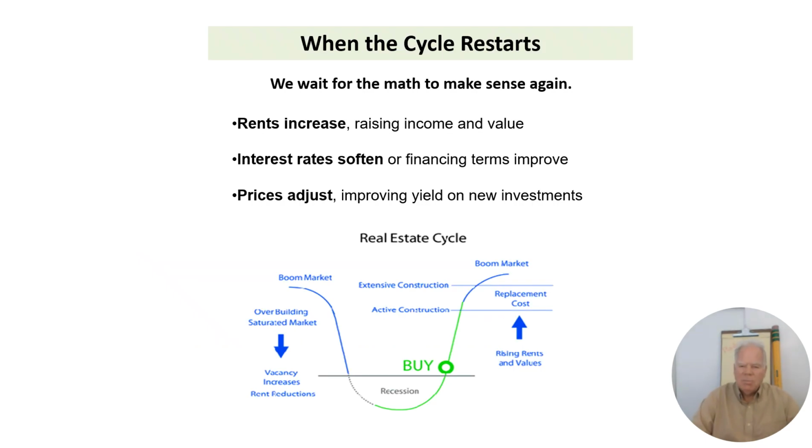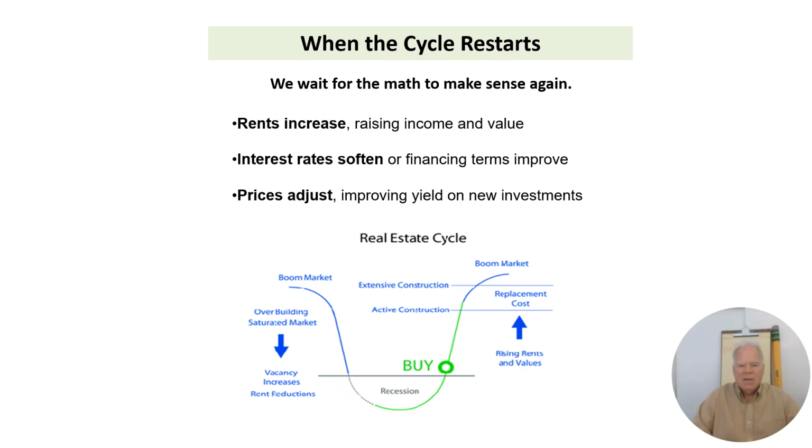But this is where discipline really matters. We don't force the next step, we wait for the math to make sense again. And that can happen as rents rise and income grows, as financing terms improve, or as prices adjust and yields normalize. When those pieces realign, leverage becomes viable again.